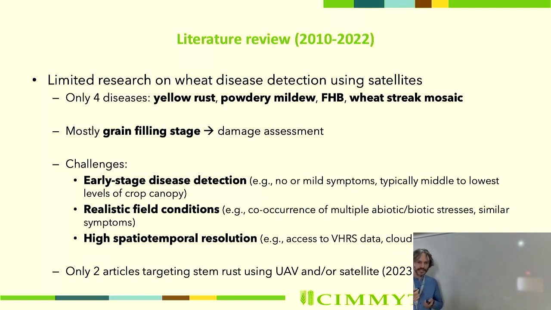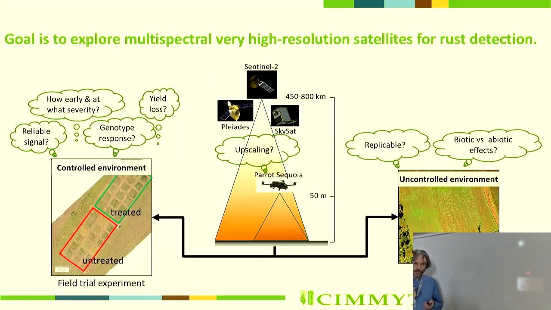So, there were just basically 2 recent articles on stem rust using drones or satellites. And I mentioned just one. Okay, so the goal is to explore multispectral satellite data, very high resolution for rust detection. And so, the first question would be, do we have a reliable signal in the spectral data to identify the disease stress? Then the second would be, how early can we see this, at what severity levels, what's the genotype response, and what's the associated yield loss?